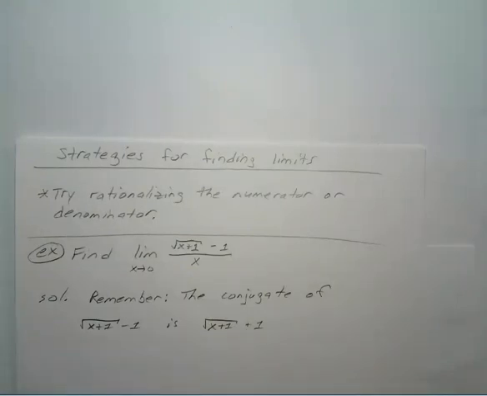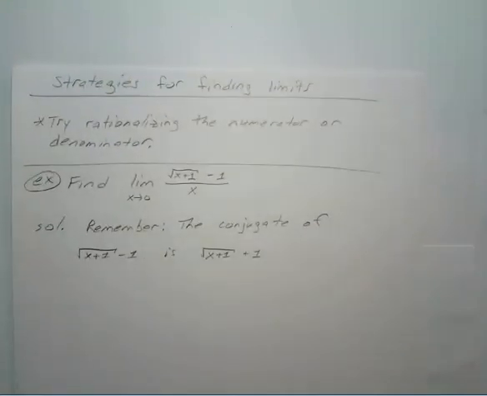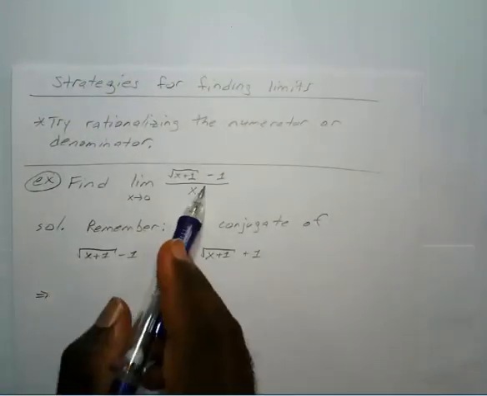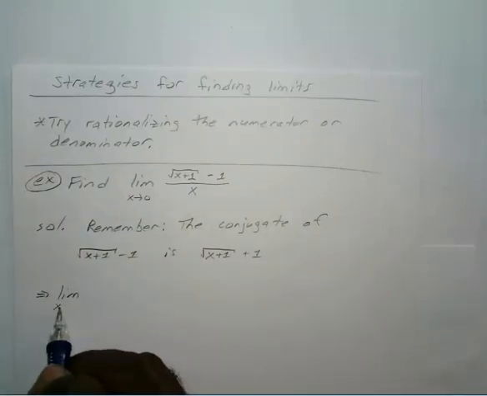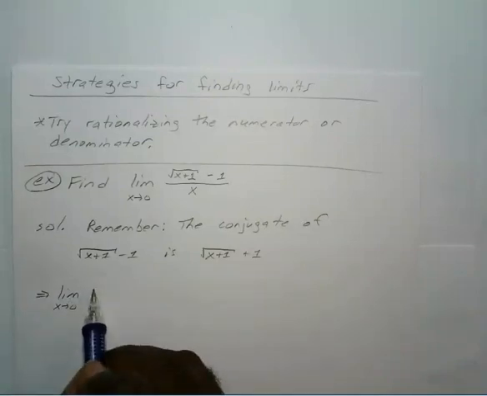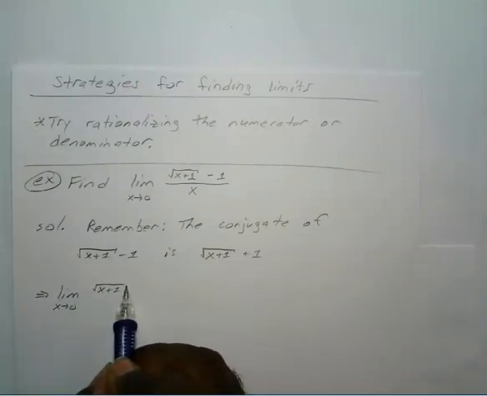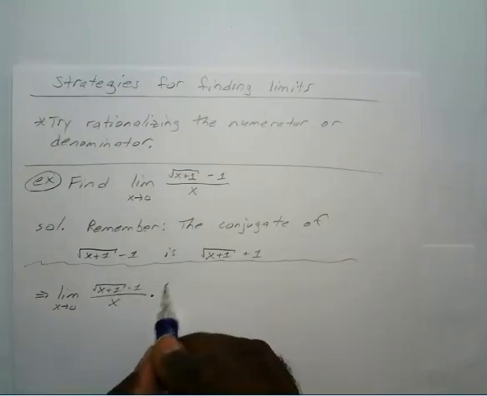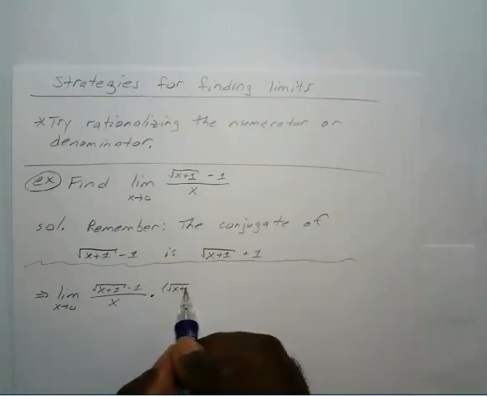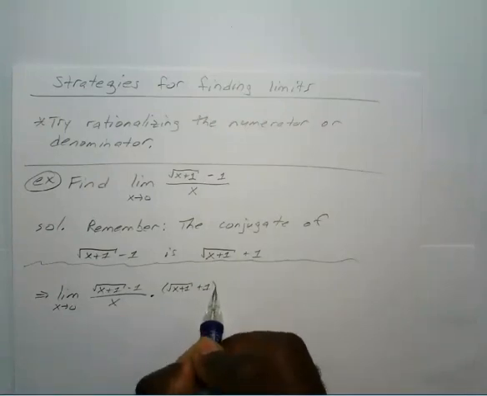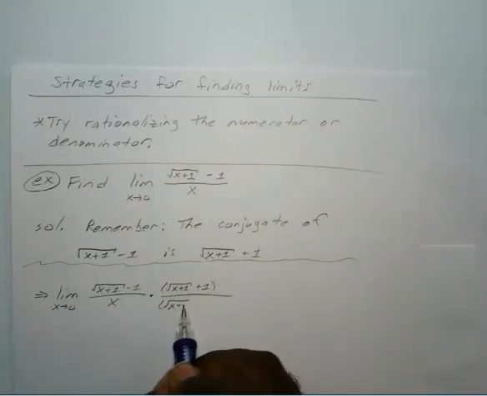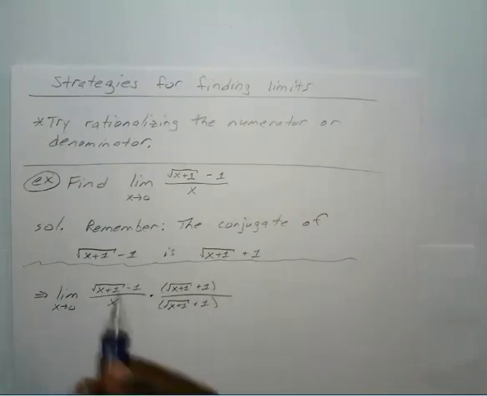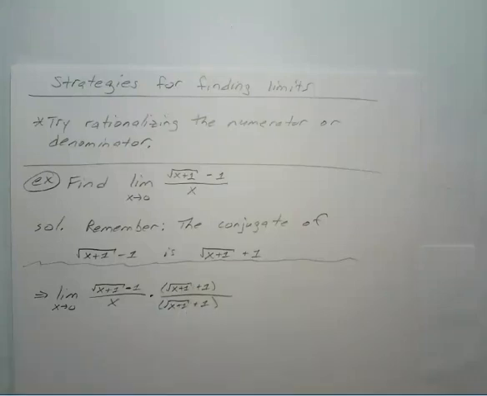And we multiply our function by the conjugate over itself. I'll show you what I mean by that. I'm going to write that down again: the limit as x approaches 0 of square root of x plus 1 minus 1 over x. Let me draw a little separator here. We're going to multiply this by its conjugate, square root of x plus 1 plus 1 over square root of x plus 1 plus 1. Remember, we're multiplying it over the same thing because technically that's just multiplying it by 1.